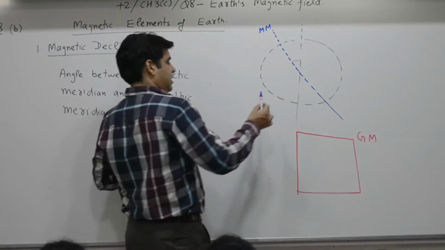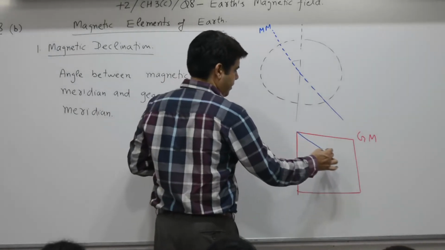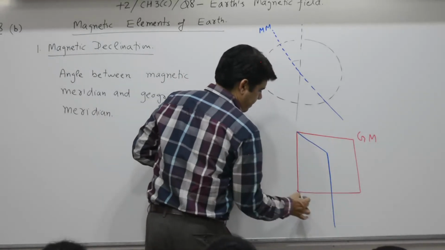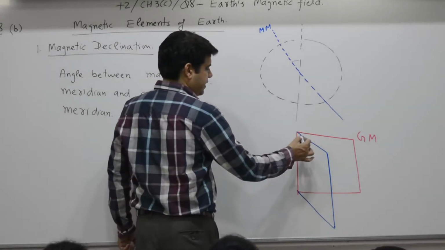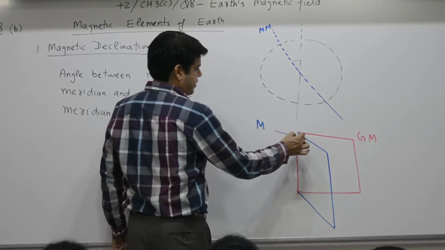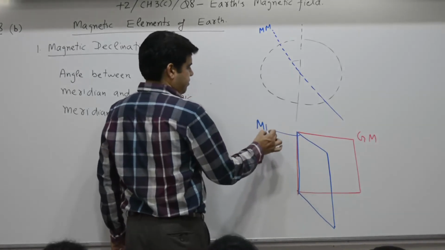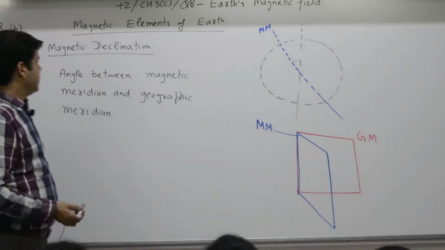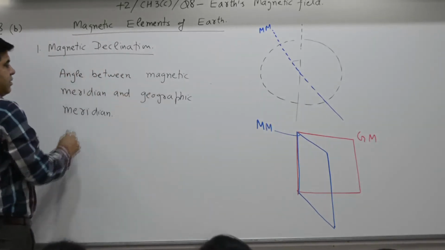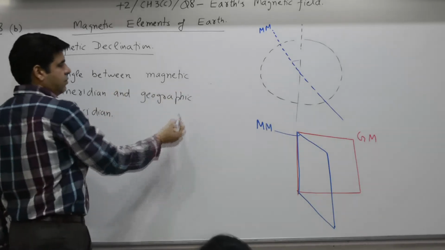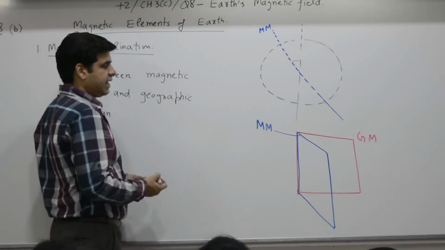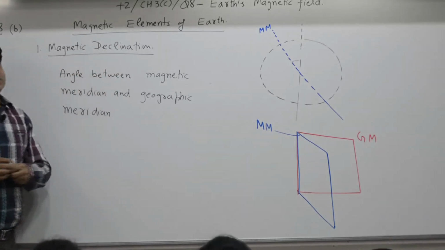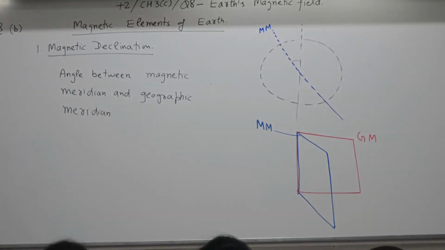So, if you mark another plane, this blue color plane, is magnetic meridian. It is the angle between magnetic meridian, which is this blue color, and geographic meridian, red color. The angle between the two is termed as declination. Here this is marked as angle theta.